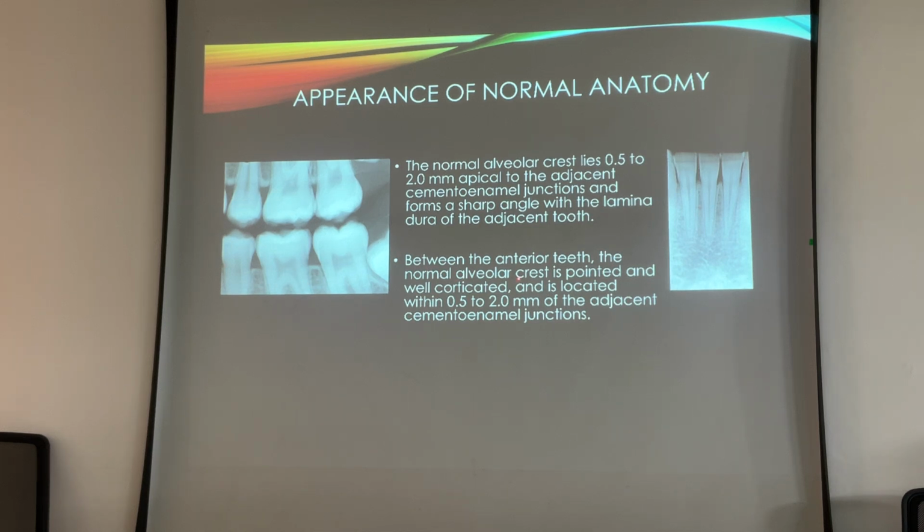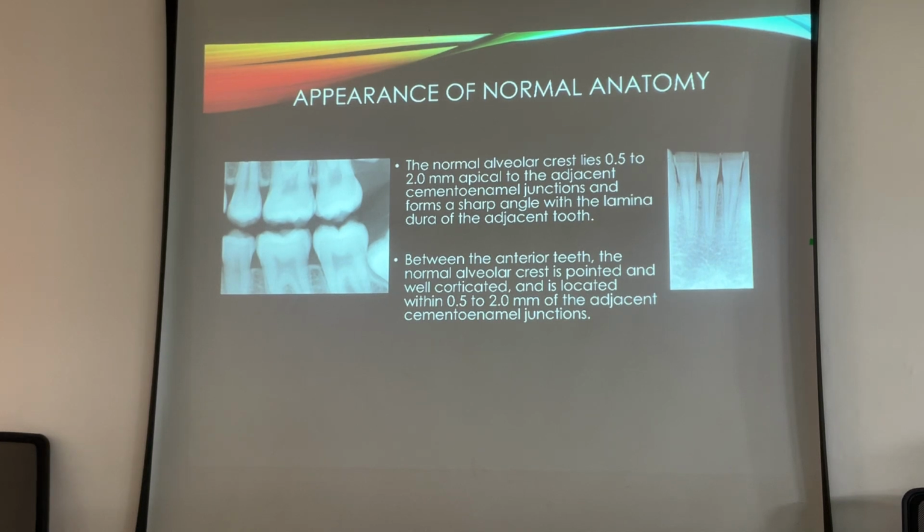Another thing is that between the anterior teeth, the normal alveolar crest should be pointed and well corticated and is located still at the same level as the adjacent cemento-enamel junction. But in the posterior it is horizontal, just like this. This is normal. If you still see the corticated, radiopaque line here, this is the cortical bone in the alveolar crest, so we still consider it normal.